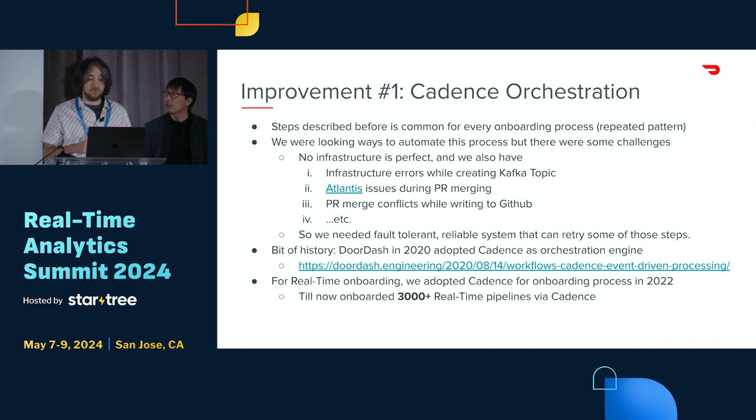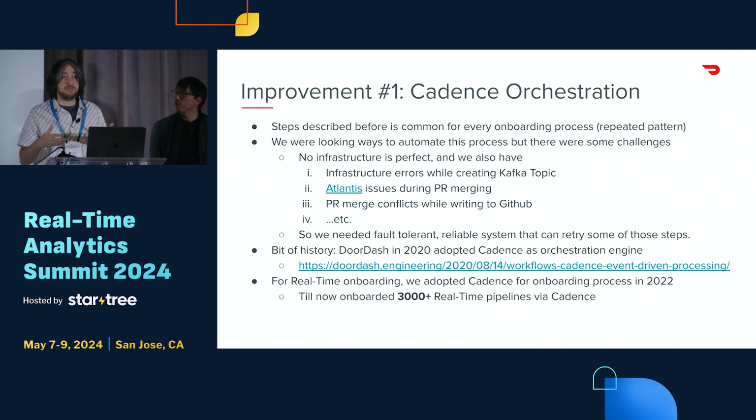We were looking for it, and there were some challenges, one of them being the infrastructure, which has errors. When you're creating a Kafka topic, there can be Terraform problems, or Atlantis problems. Another thing is that two people may be creating the same PR without knowing, and there could be a merge conflict that you need to resolve. So all these things added up, and there is a need for a fault-tolerant and reliable system that can handle the retries and do these steps in order automatically.